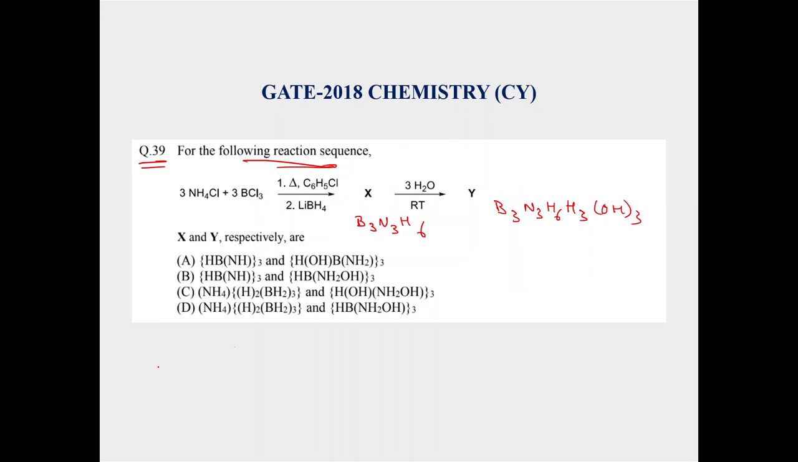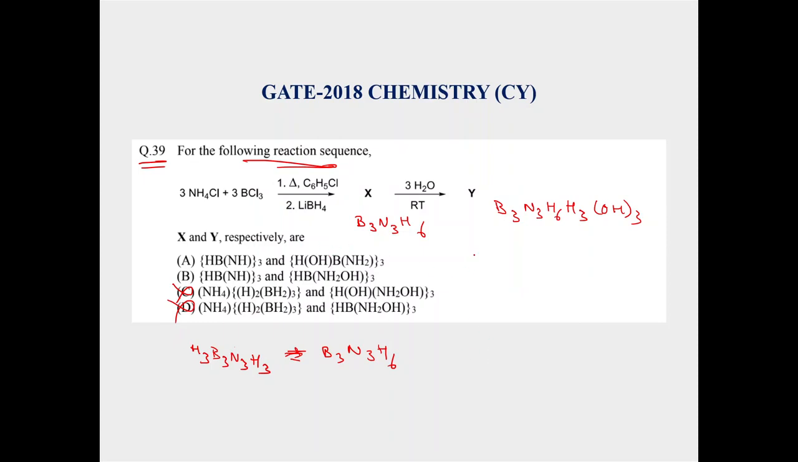So if we break this, what will be this? H3B3N3H3. Right. That is nothing but this, they are just trying to confuse, B3N3H6. Okay. So in A and B, it is given B3N3H6, that is the inorganic benzene or borazine, but in C and D, the X is something else. So we can just eliminate these two options, and then we will see this one.